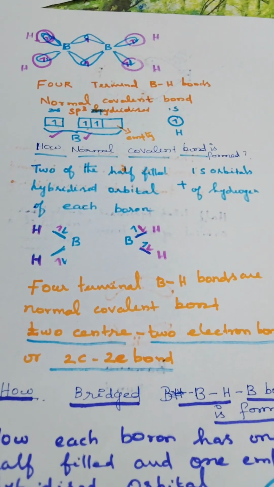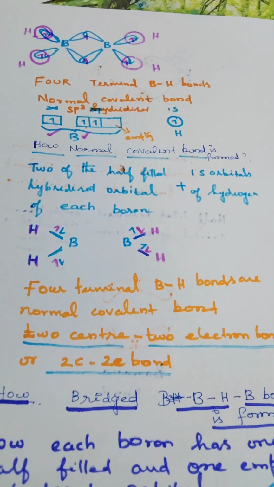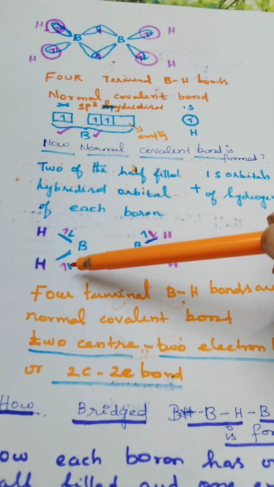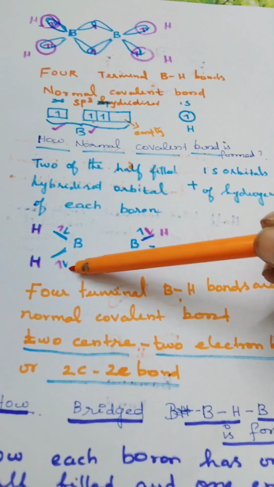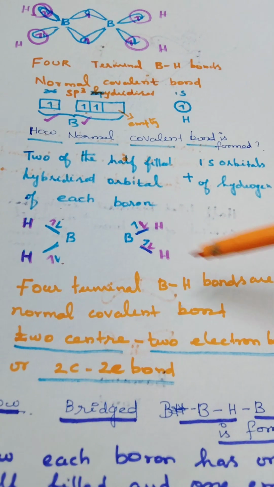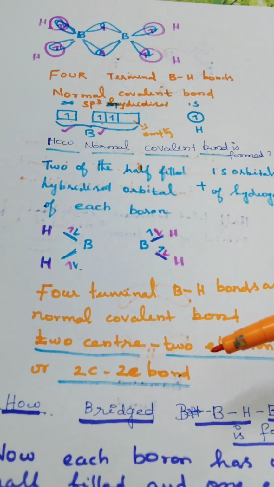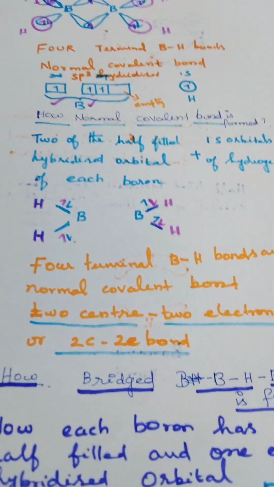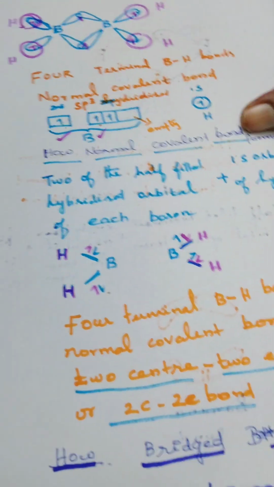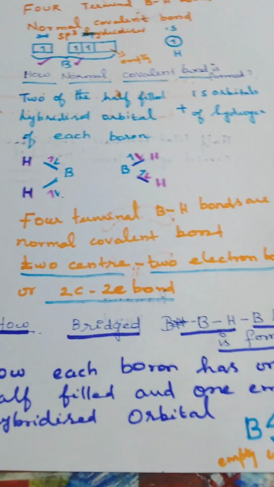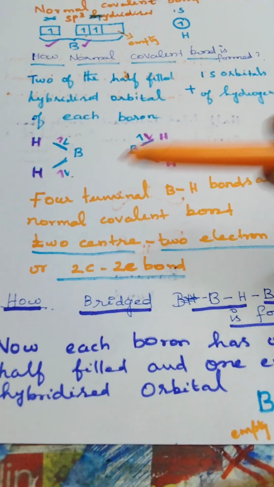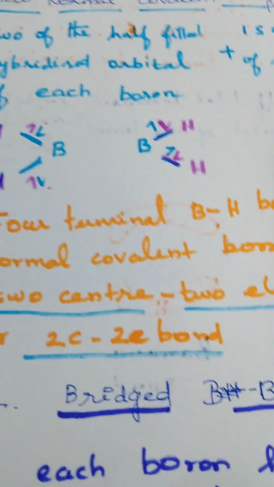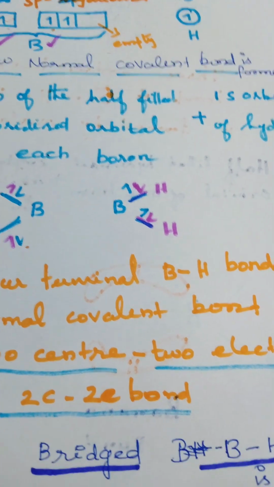Normal covalent bonds are also called two-centered two-electron bonds. Why is it called a two-centered two-electron bond? This one is one center, another center. Two electrons are involved. Two center, two electron. The 4 terminal BH bonds are two center, two electron bonds, easily represented as 2C2E bonds. I hope you understand why this normal covalent bond is called a two-centered two-electron bond. Next, how the bridged BH bonds are formed. That is the next one.